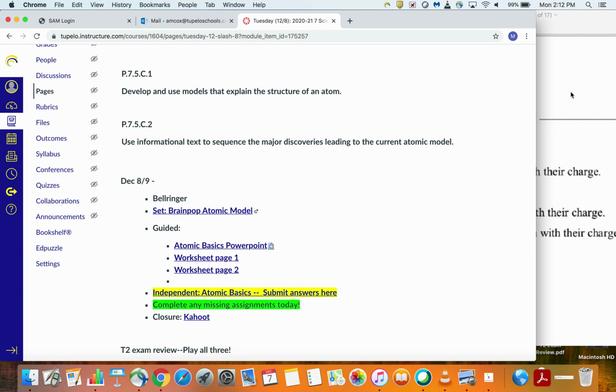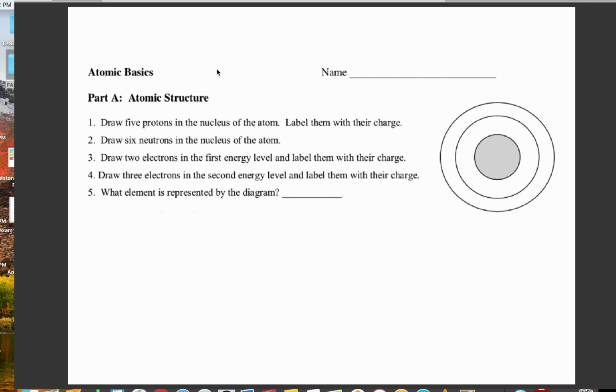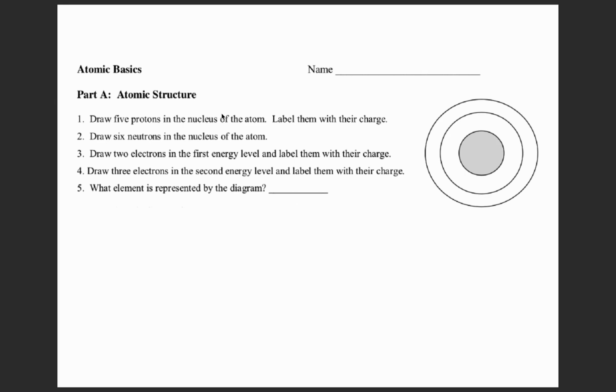All right, so now I'm going to go over the Atomic Basics PowerPoint that is located on Tuesday and Wednesday. And so for part A, we have the basic structure of an atom. And so the directions explain to you that you need to draw 5 protons in the nucleus of the atom. And remember that protons have a positive charge. So in the nucleus on your worksheet, you'll draw 5 plus signs.